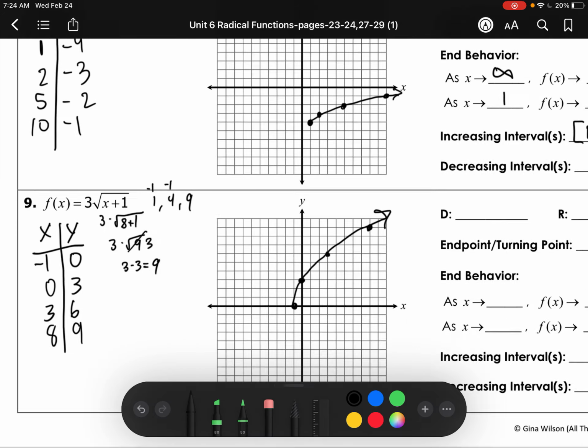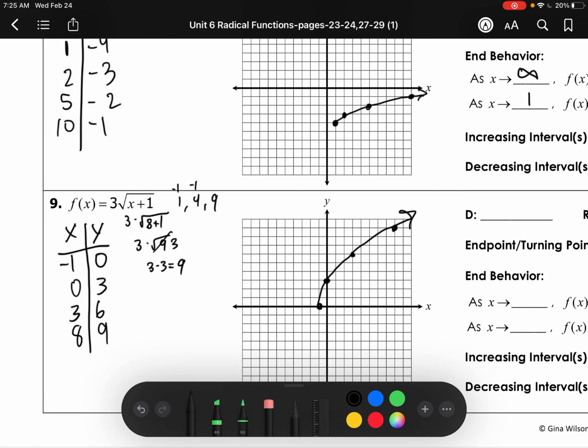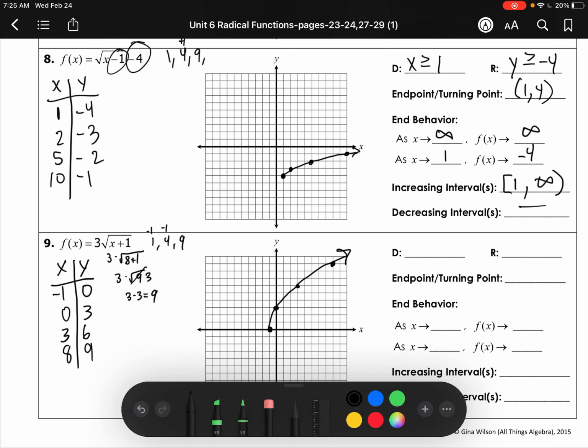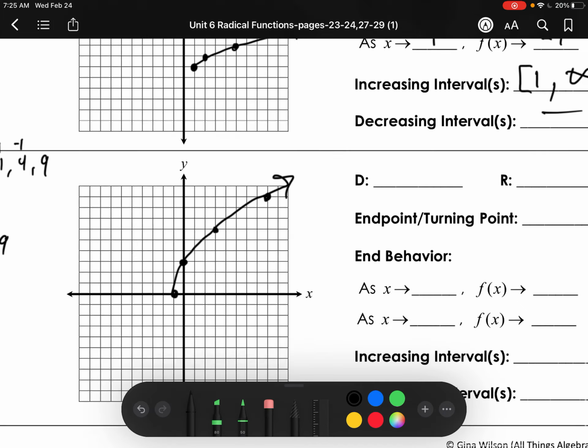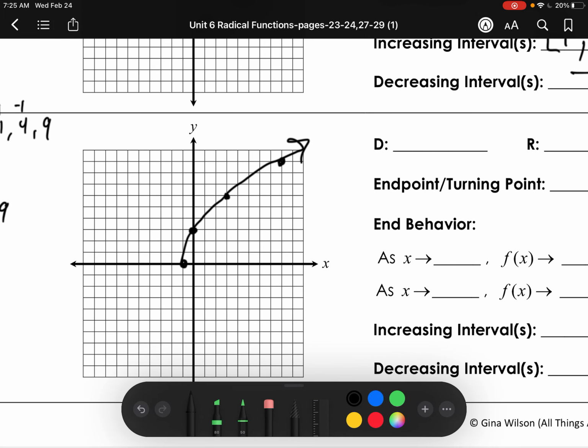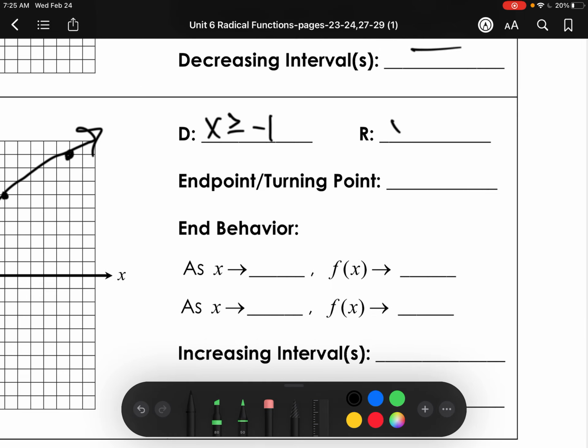All right, so now that we've graphed this function, we can talk about its characteristics. The domain refers to our x values that we can plug in. The lowest x value that we're able to plug in is -1. So all our x values have to be -1 or greater, which means that our domain is x is greater than or equal to -1. Now our range: the lowest y value that we have is 0. So all our outputs, or y values, are going to be 0 or greater, which means our range is y is greater than or equal to 0.